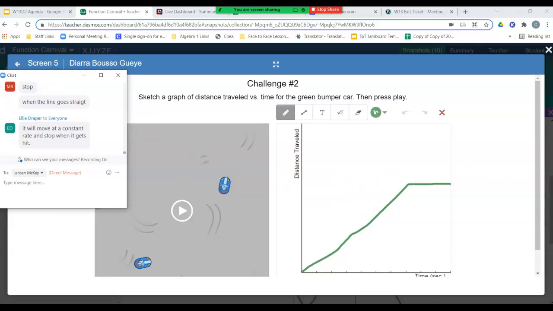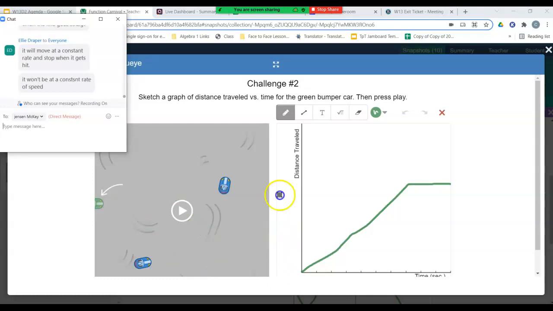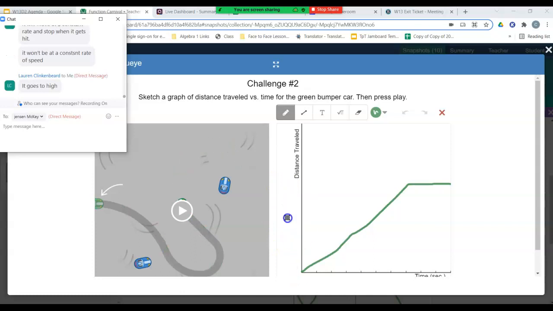What can you tell me about this situation? It goes too high. Not a constant rate of speed because it's a little wobbly, because they didn't use the line tool up here. So it's a little wobbly, so it's going to slow down a little bit here. And it goes too high. What do you mean by it goes too high? The distance traveled is too much.